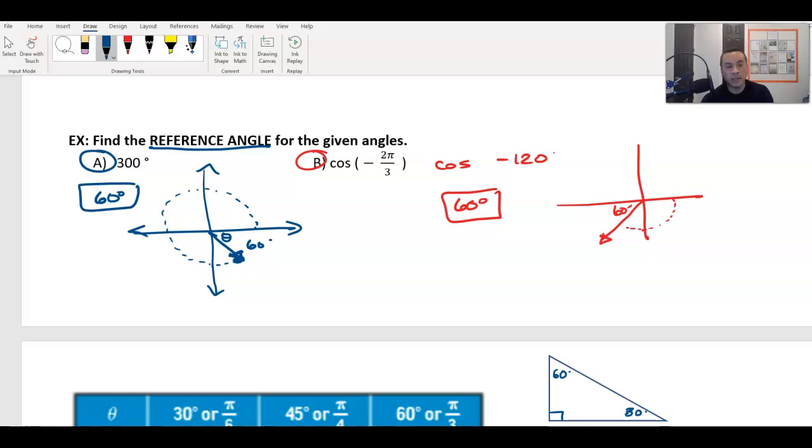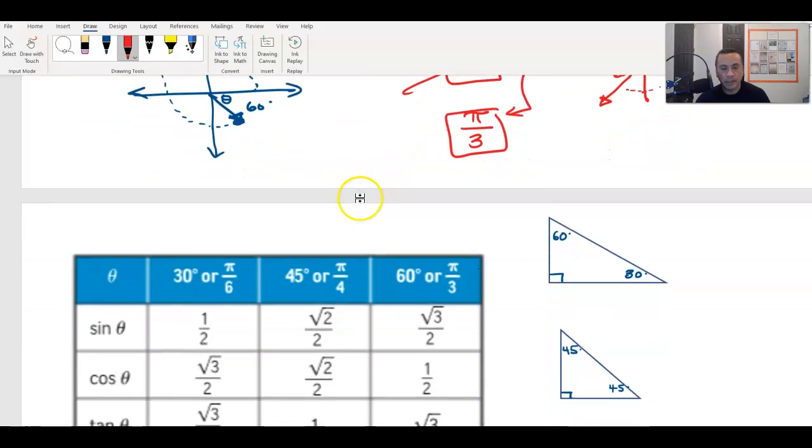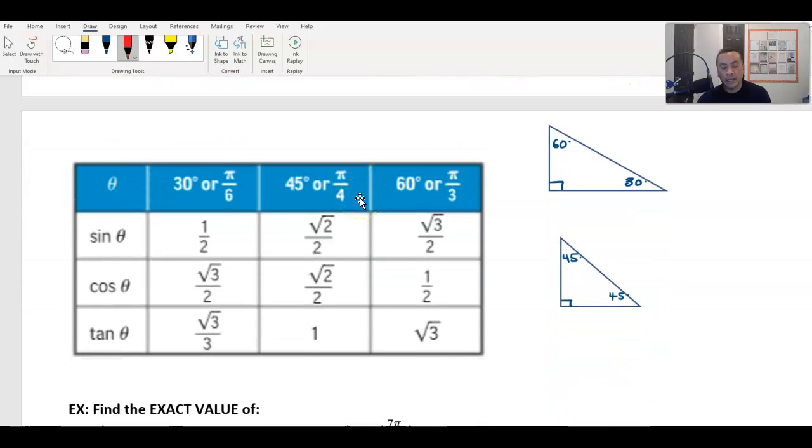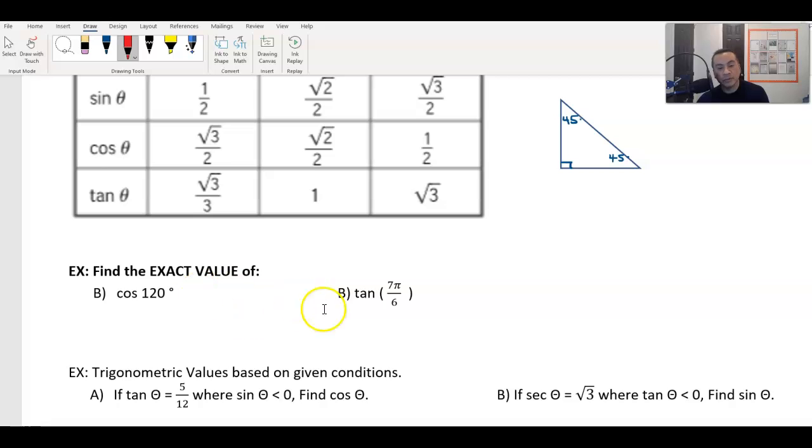I don't believe we actually needed to do this. I think I copied the instructions wrong, because the reference angle would just be 60 on each. But if they want radians, you need to convert that into radians, so this would be pi over 3. So my answer is pi over 3. I was looking at why cosine is there, so I think I just copied that wrong. But the next part is going to ask you those things. What's the cosine of 120? What's the tangent?